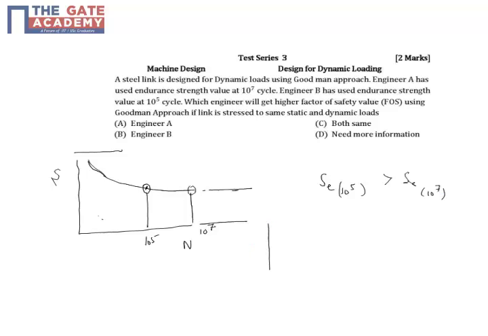Now if you are designing from the Goodman approach, on the x-axis you have the mean stress, and the limit for that is UTS. On the y-axis, you are plotting variable stresses. That is, given a stress, you will find out a stress history. You will find out the mean stress, which you will plot on the x-axis. On the y-axis, you will be plotting variable stress. So here you have an endurance strength. Engineer A uses a 10 power 7 cycle, and that has a lesser value, whereas engineer B uses an endurance strength value of 10 power 5, which is a higher value.